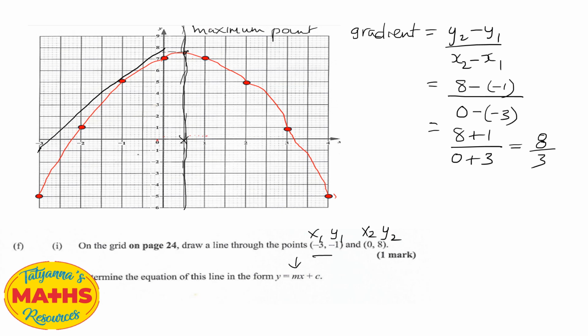Now we made a mistake here, not 8. 8 plus 1 is 9. So that is 9 over 3, which is 3. So the gradient is 3.